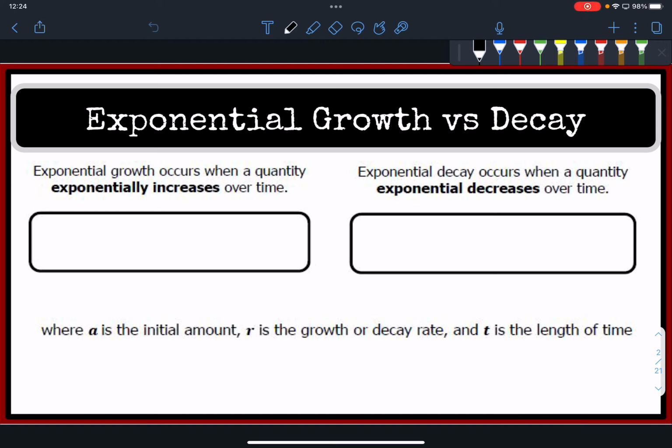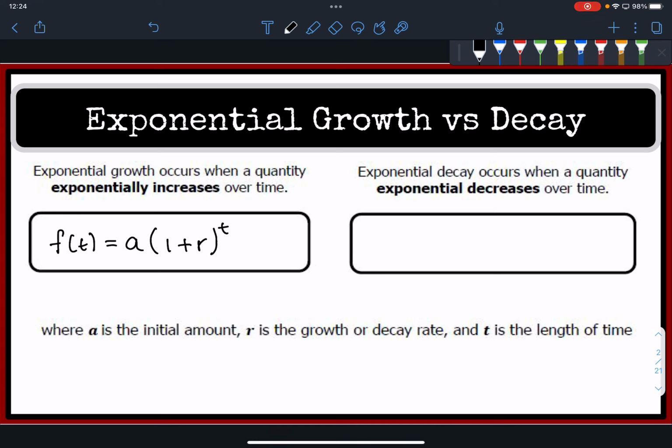An exponential growth occurs when a quantity exponentially increases over time, meaning that we're multiplying the same quantity over and over again over a period of time. That makes the function f of t equal to an initial amount a times 1 plus r, which is the rate of growth, raised to the power of t, which is a length of time.